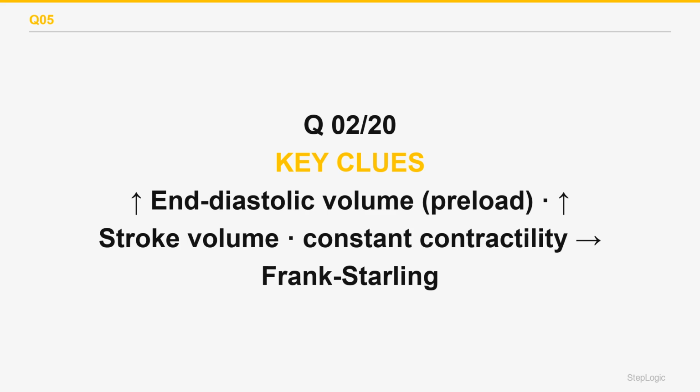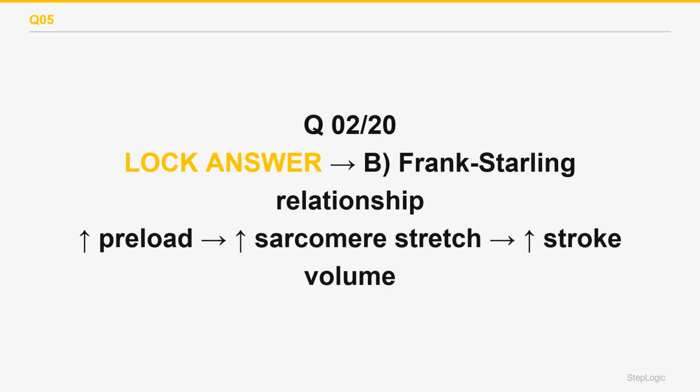Beyond the optimum, overstretching reduces overlap and the curve plateaus or falls. This is distinct from contractility, which shifts the entire curve up or down independent of preload. The Bowditch effect is rate-dependent force frequency. Laplace's law relates wall tension to pressure and radius. The defining feature here, stroke volume rising with filling at constant contractility, is Frank-Starling.